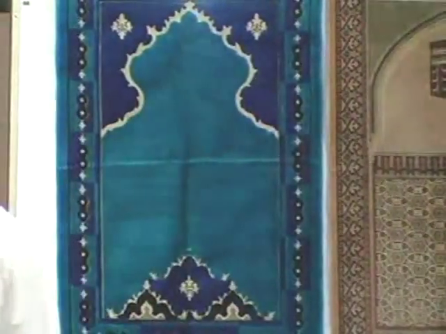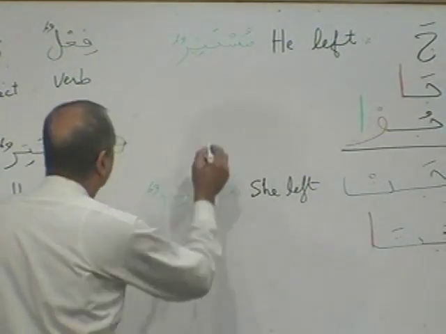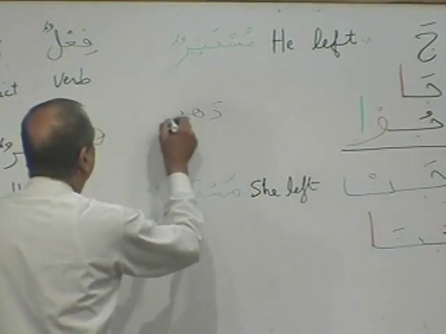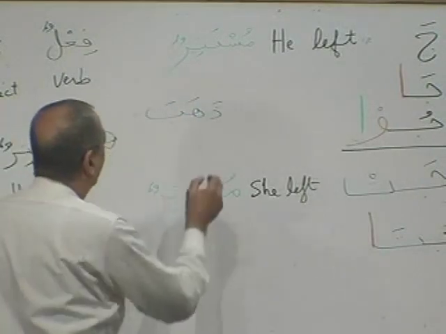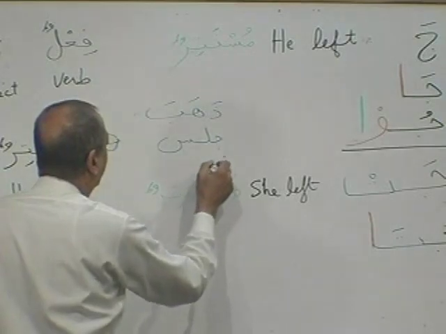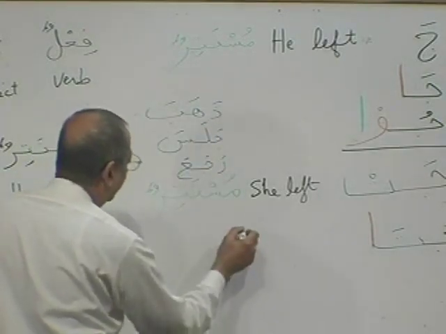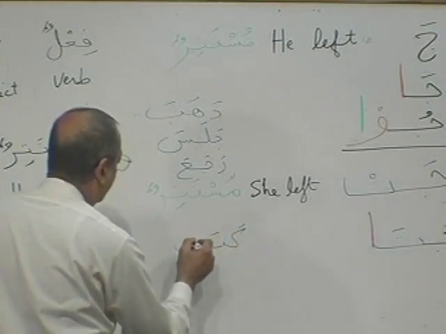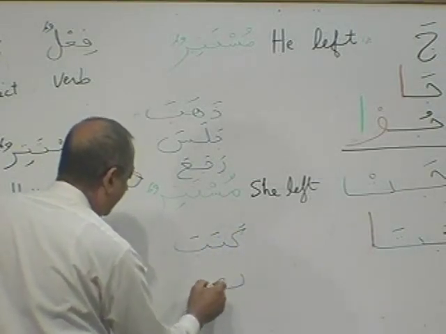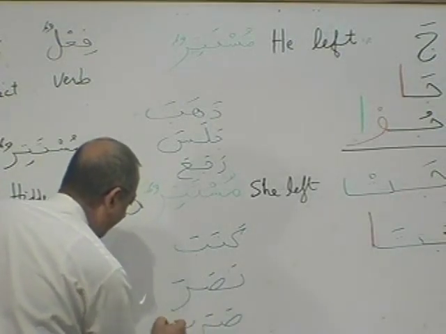I give you one more verb, brother. Okay? Do it for me. Here is zahaba. And I am writing here jalasa, raja'a, then kataba, then nasara, and also daraba.